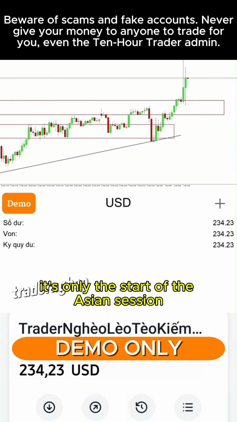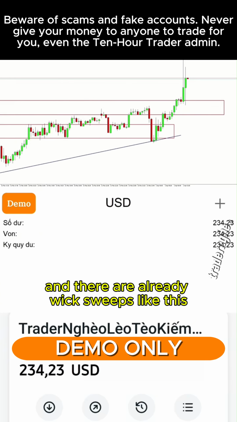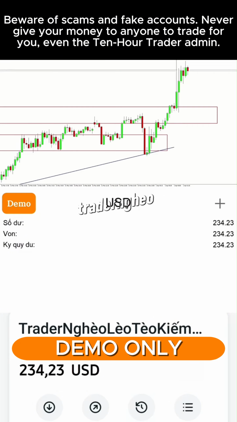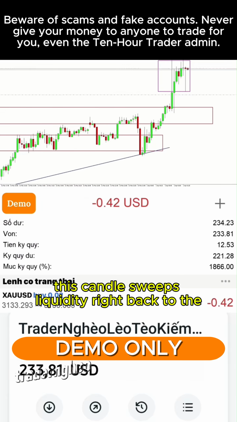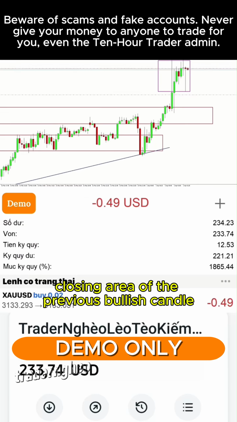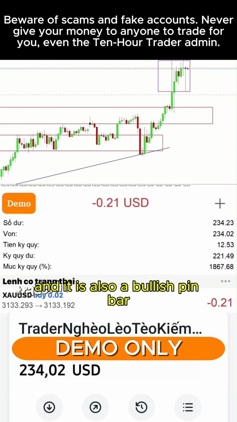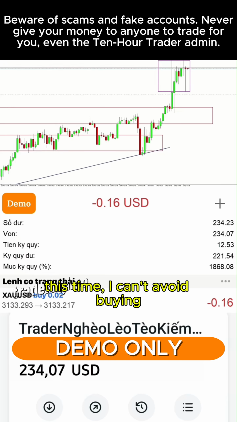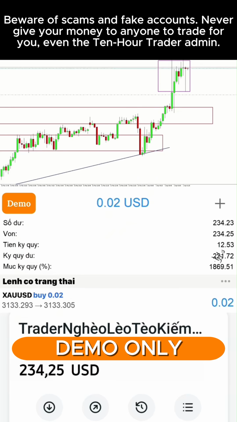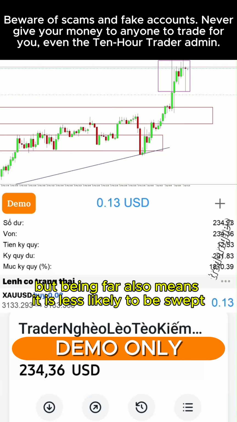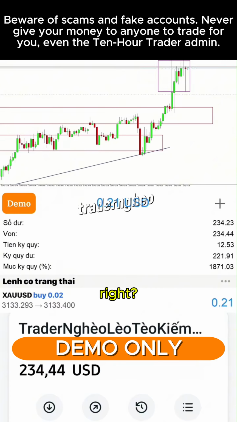It's only the start of the Asian session and there are already wick sweeps like this. It's really difficult to read price action. This candle sweeps liquidity right back to the closing area of the previous bullish candle, creating a very clear liquidity box, and it is also a bullish pin bar. This time, I can't avoid buying. It's a bit risky because the stop loss is rather far, but being far also means it is less likely to be swept, right?